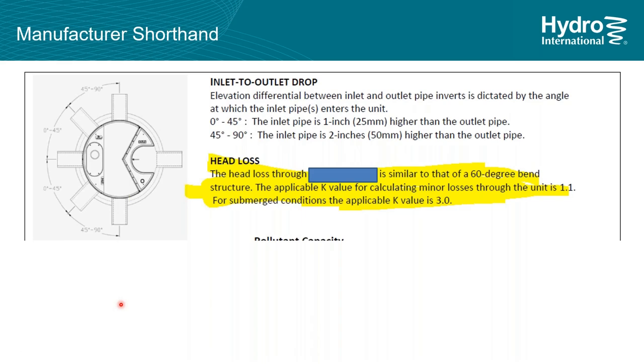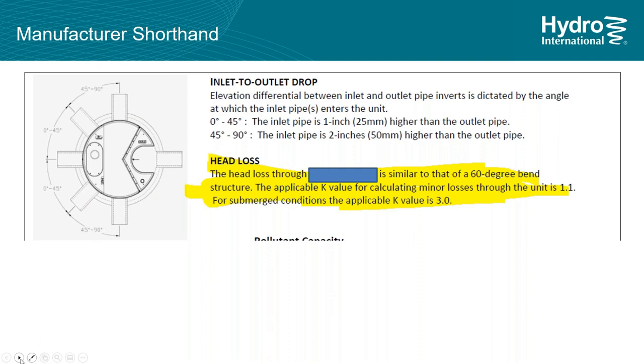So this K value approach is really simple, and because of that you'll find it used by some manufacturers as a way to estimate head loss. This is a product that you might have run into. The way that it's worded here is the head loss through this product is similar to that of a 60 degree bend structure. The applicable K value for calculating minor losses through the unit is 1.1. And for submerged conditions, the applicable K value is 3. So they give two different K values for two different hydraulic conditions that the system might find. And that is a really useful simplification of the hydraulics within this hydrodynamic separator.